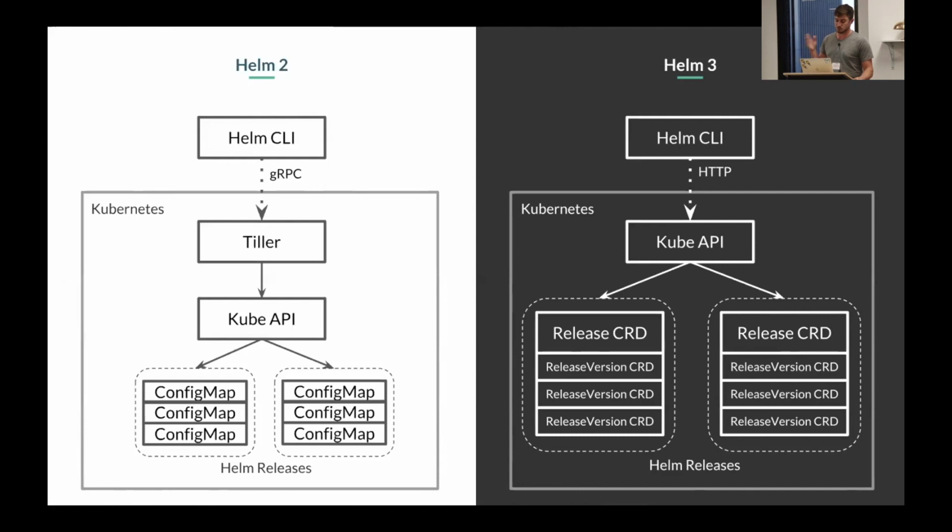So Helm will communicate to the Kubernetes API just like everything else over HTTP. Your user has the access to create resources based on the role that has been defined for you. And then the releases are stored in these new CRDs, release and release version.